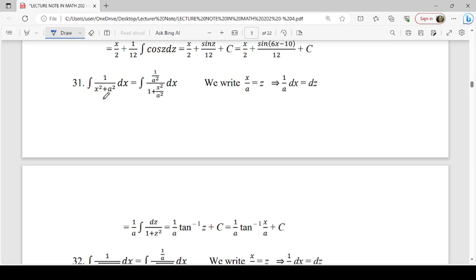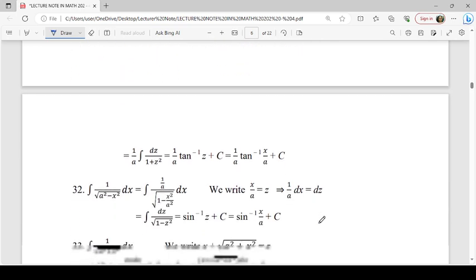This is tan inverse x. This result we have got before. So integration of 1 by x square, it is tan inverse. So we are substituting x by a as z. So 1 by a dx is equal to dz. So this is also one result, standard result. So integration of 1 by x square plus a square is 1 by a tan inverse x by a.